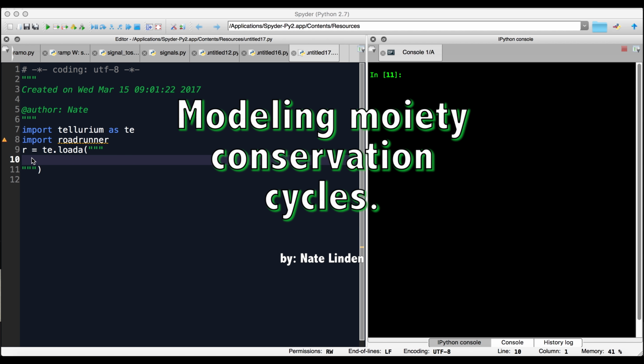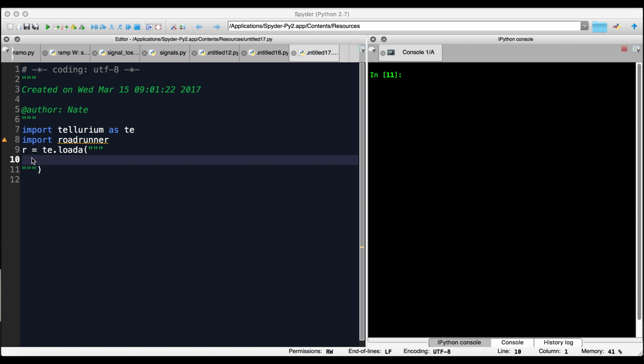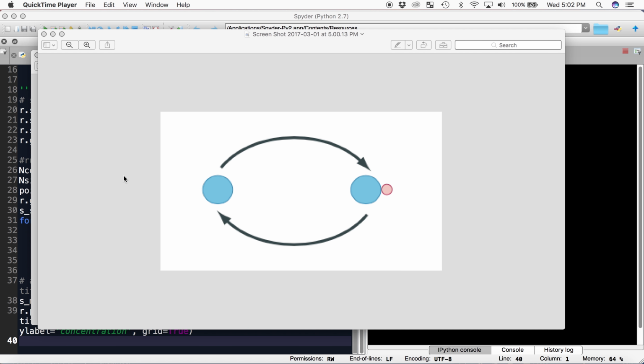In this video, I'm going to show you how to model a cyclic system where moiety is conserved. In chemistry, a moiety is described as a subgroup of a larger molecule. In this figure, the moiety is a protein. This large circle can be considered the moiety. During interconversion between the phosphorylated and the unphosphorylated protein, the amount of moiety remains constant.